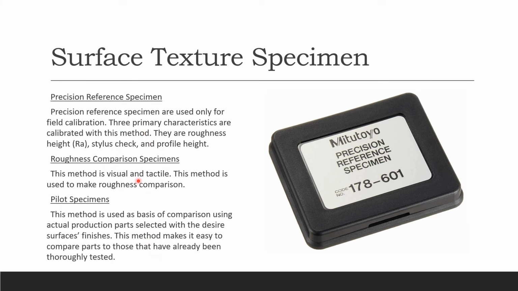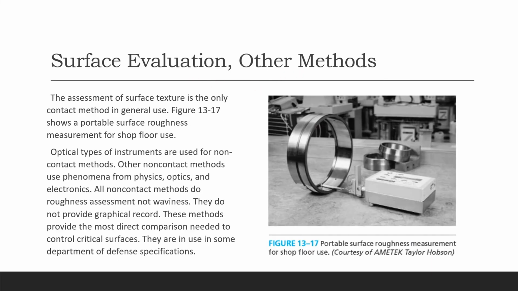So they're all, again, instruments to measure your surface texture. And if you can get the name, and if you look at it and you realize, oh, precision reference specimen is surface texture specimen, I will be very happy. Okay, surface evaluation and other methods.